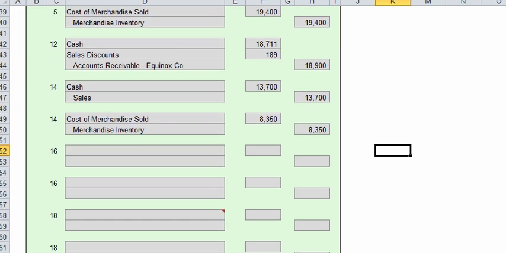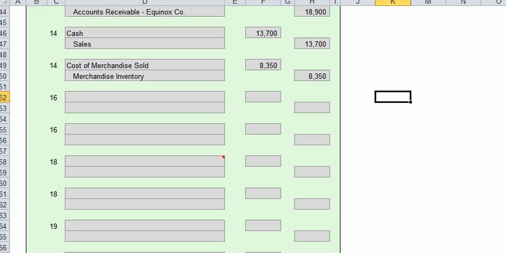All right, let's keep moving. On the 16th, sold merchandise to Target Company, $27,500. Terms FOB shipping point, meaning the buyer pays transportation charges. We offered them a 1% discount to pay within 10 days. Otherwise, the full amount's due in 30 days. Cost of merchandise sold was $16,000.